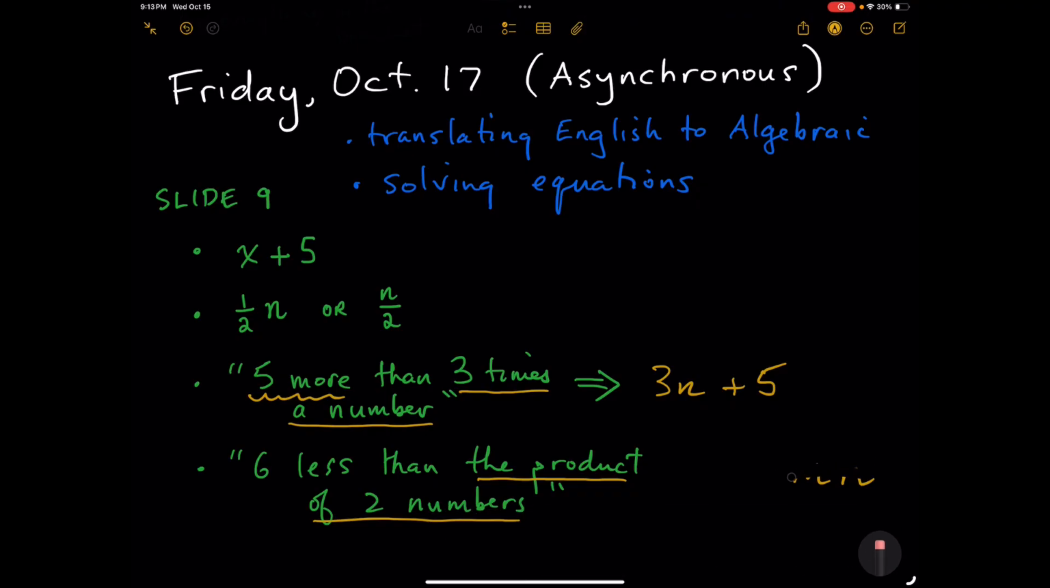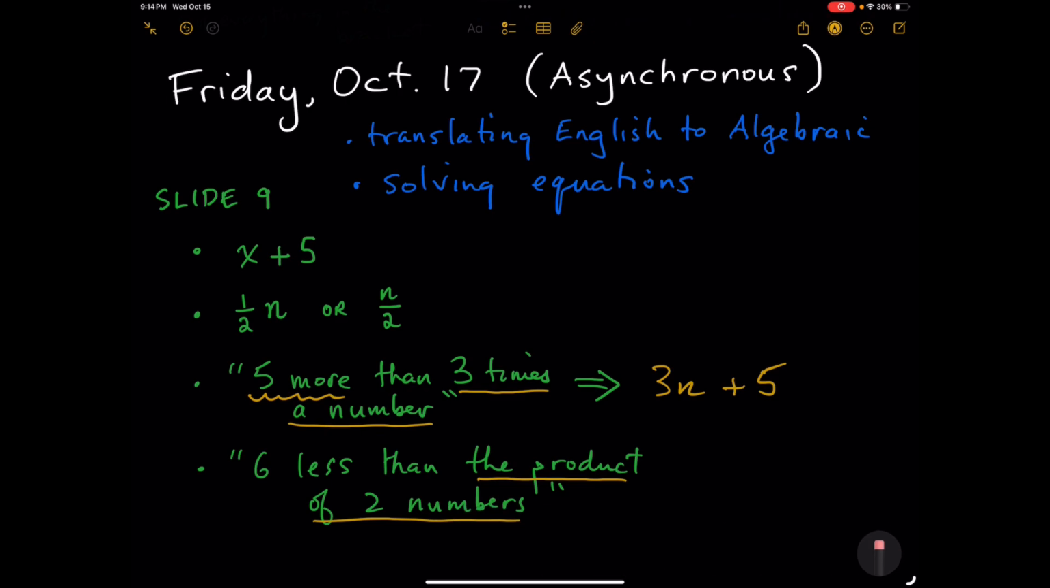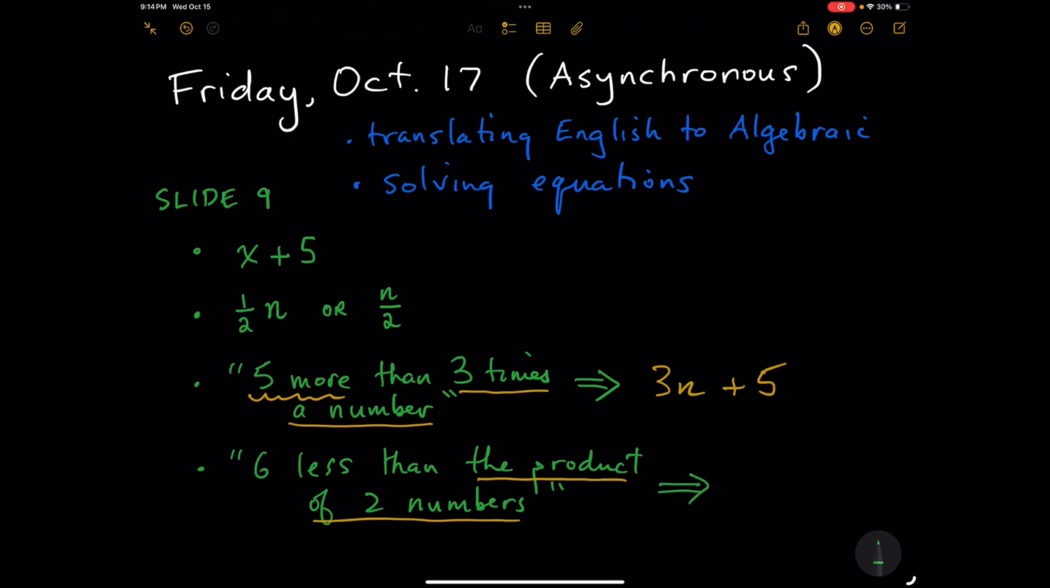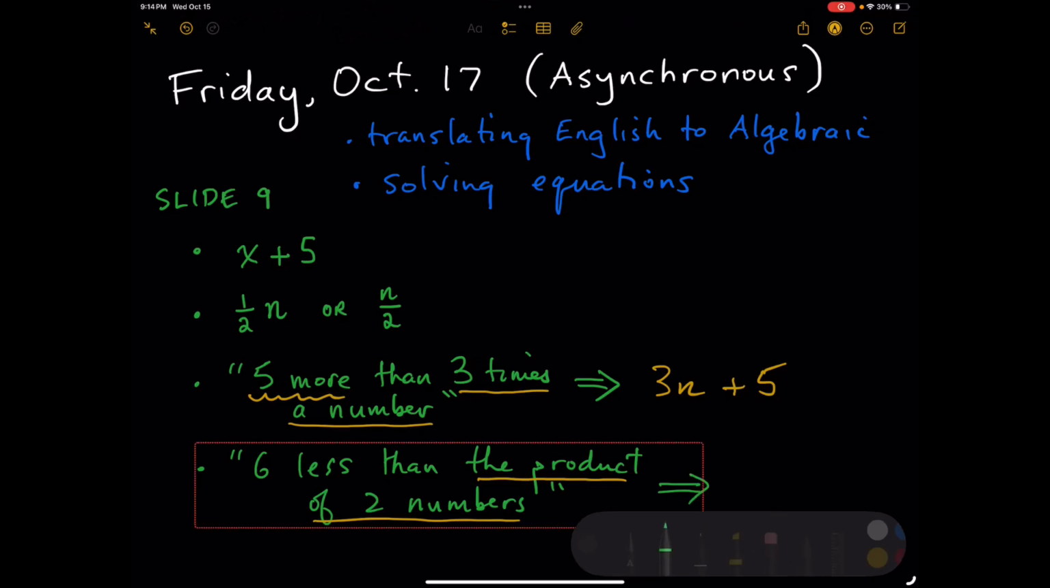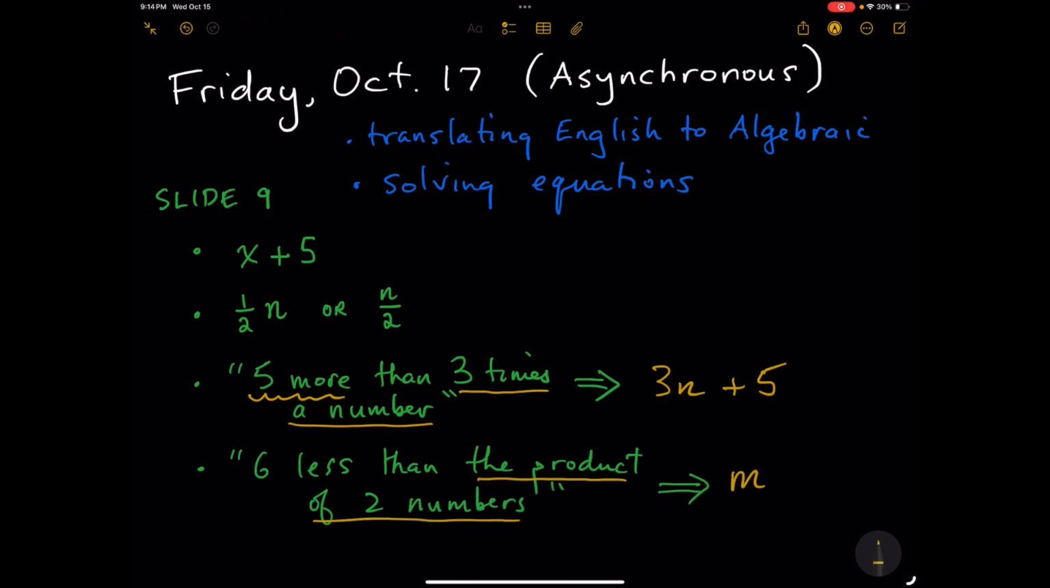So I'm just going to rewrite that. Here we go. I'm just getting the hang of this here. So we're going to have mn. That's a product of two numbers, and 6 less than that. So minus 6, because when you subtract 6 from something, you get 6 less.